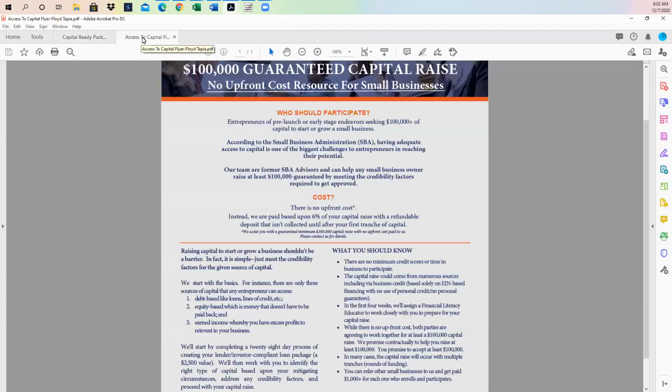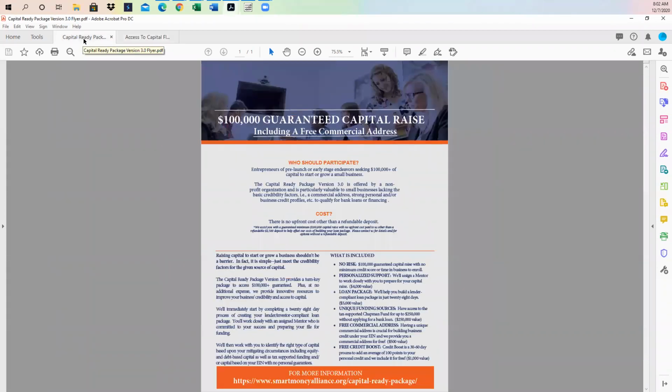Okay, so in both cases, for the Access to Capital program, which has no upfront cost, we start with the 4-week education and loan packaging sequence. We guarantee $100,000 capital raise. Capital Ready Package starts with the 4-week financial literacy loan packaging process. We guarantee $100,000 capital raise. That's the same, isn't it? There's not a difference in that element.